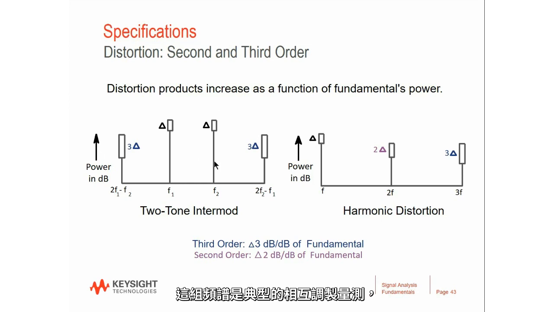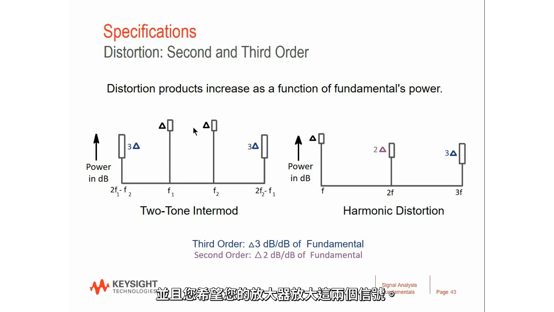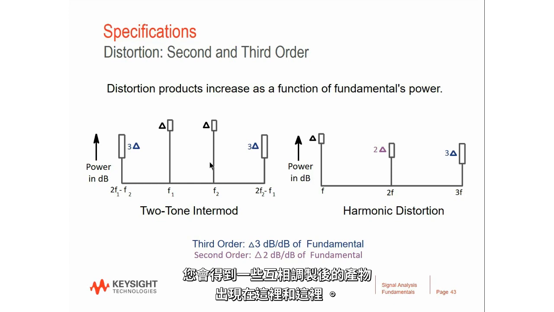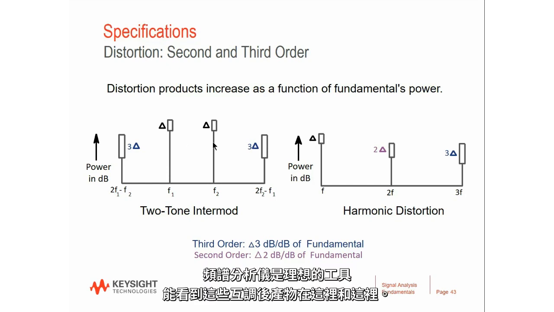This set of spectra is typical of an intermodulation measurement. So for that measurement, we're inputting into a device under test, like an amplifier. We might be inputting two tones that are desired, and you want your amplifier to amplify these two signals. But due to nonlinearities of the amplifier itself, you get some intermodulation products which appear here and here. The spacing of these products is exactly the same as the spacing between the two input signals going into your amplifier. So a spectrum analyzer would be the ideal tool to see these intermodulation products here and here.